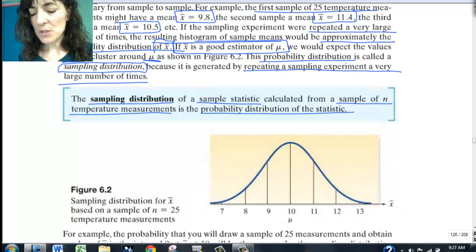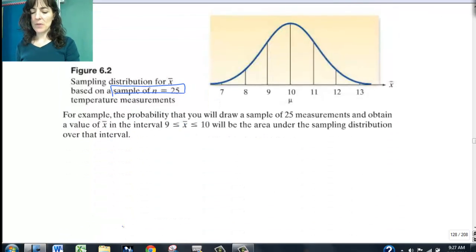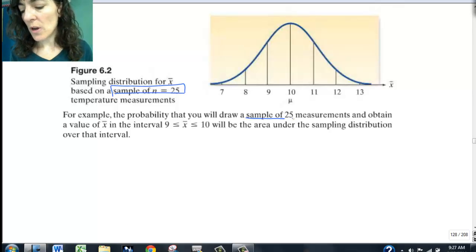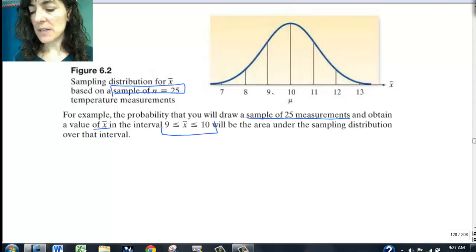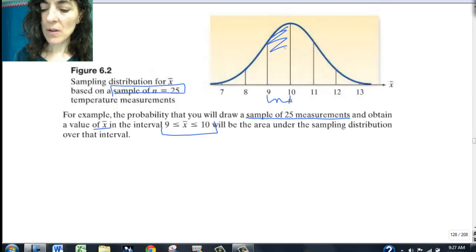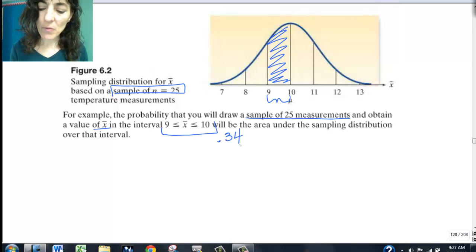So sampling distribution for X bar based on a sample of n equals 25 temperature measurements. For example, the probability that you will draw a sample of 25 measurements and obtain a value of X bar in this interval 9 to 10, and that's just right here, 9 to 10, will be the area under here. And we know that area because that's from our empirical rule. That's going to be 0.34.